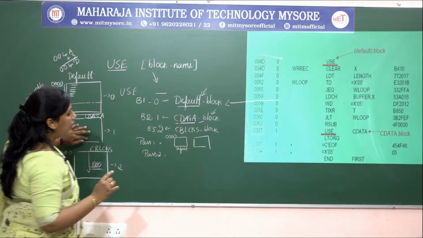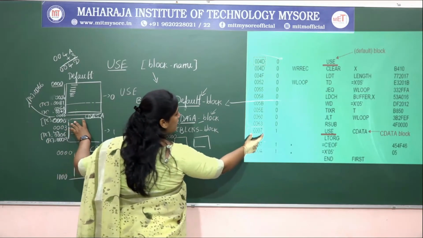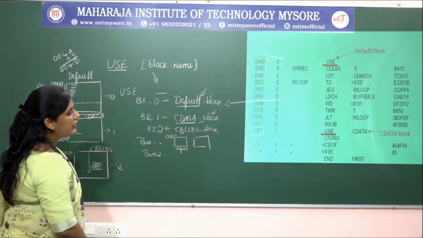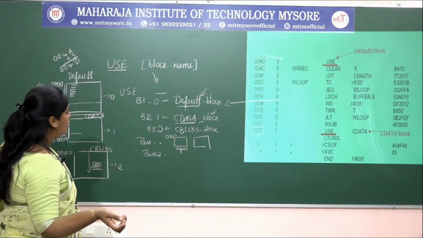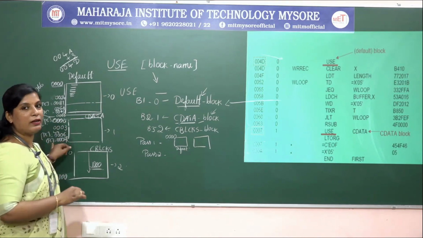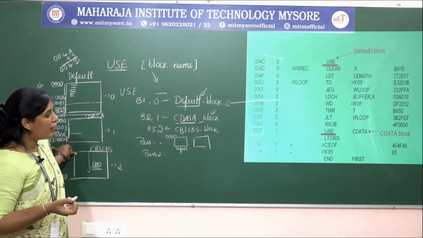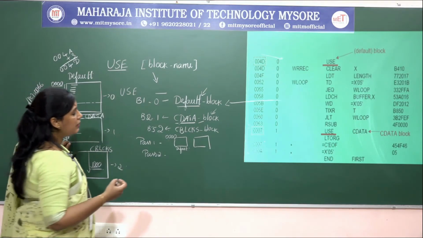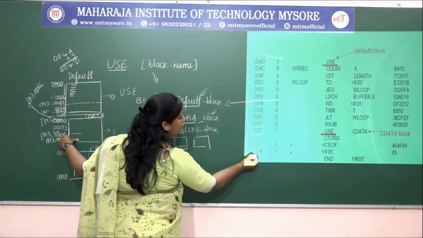Again, when it encounters 0007, the CDATA block is there again. It doesn't have any value for that one, so it ends at memory location 0007 only. Again, at memory location 000A.